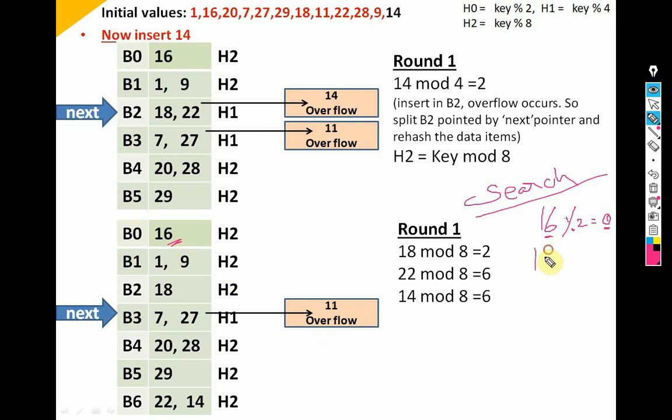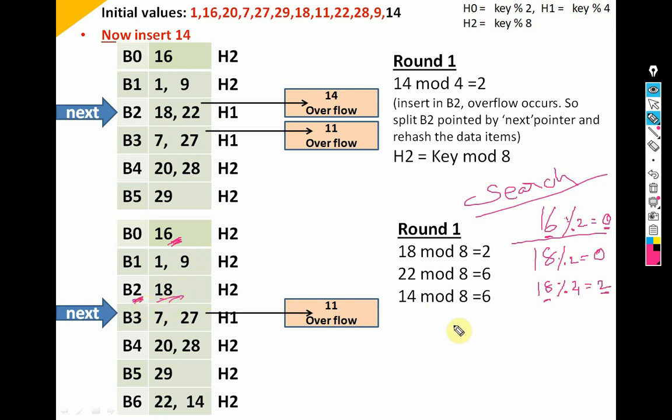Suppose I want to search for 18. 18 mod 2 is 0, so 18 should be in the 0th bucket. Do you have 18 in the 0th bucket? No. If no, don't panic. Try with mod 4. 18 mod 4 is 2, so it should be available in the second bucket. 18 is available in bucket 2. Yes, it is available.